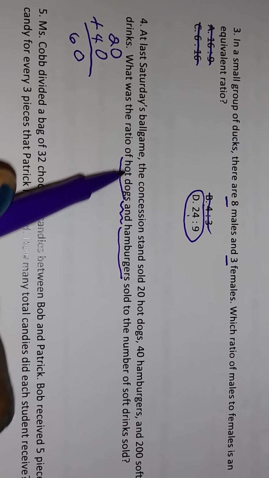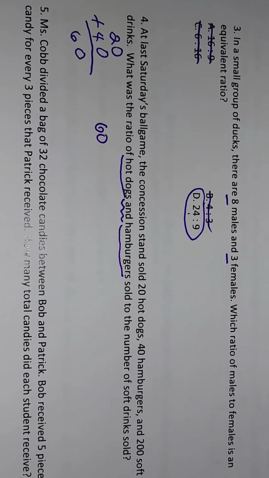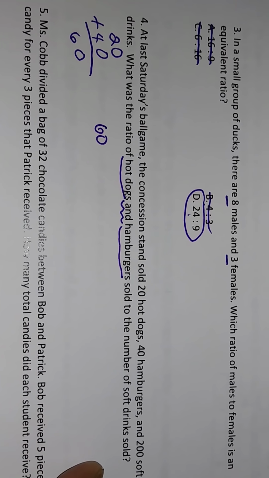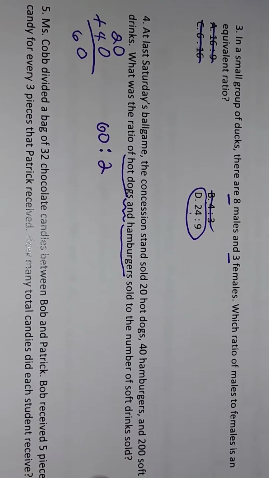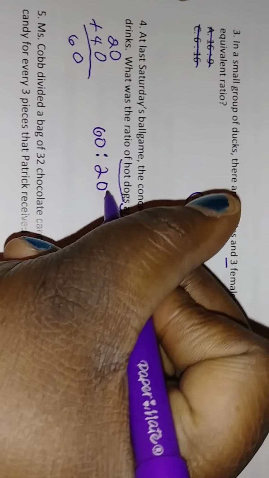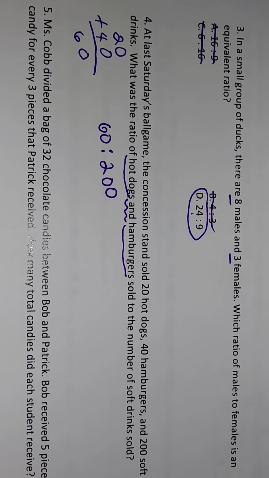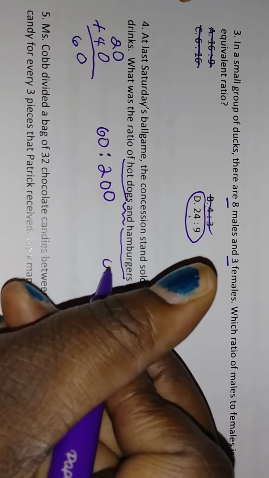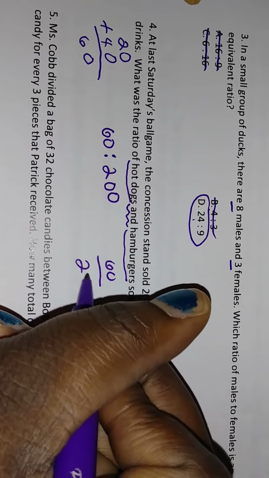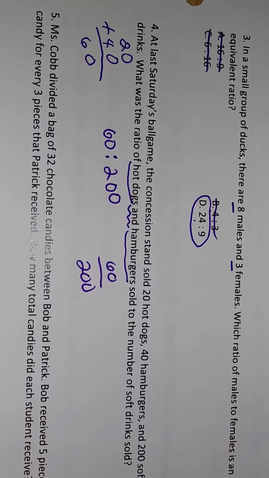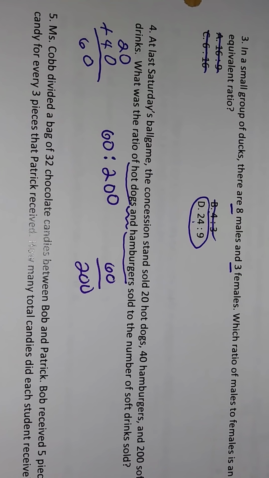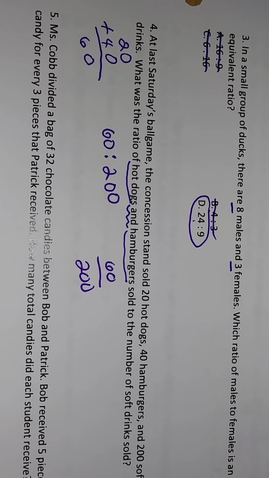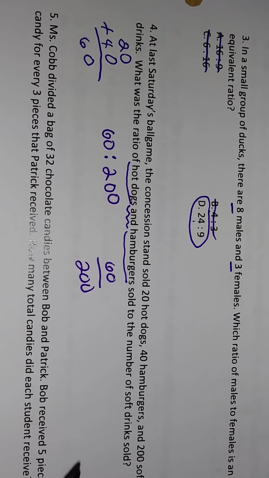So it wants to know the ratio of hot dogs and hamburgers, which I now know is 60, to the number of soft drinks sold. 60 to 200. 200 soft drinks sold. Okay, but that's not as simplified as it could be. So if I had 60 to 200, if I find the greatest common factor between these two, I could reduce or simplify this ratio even further.